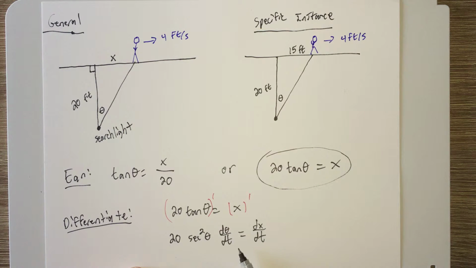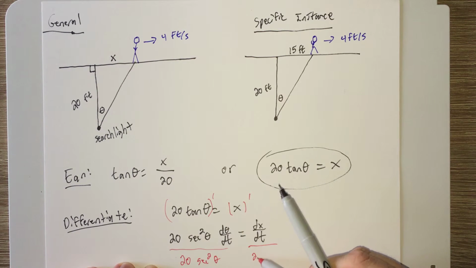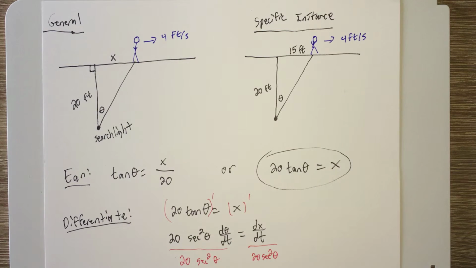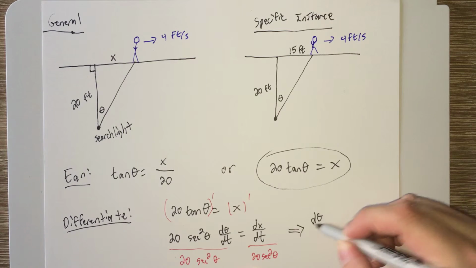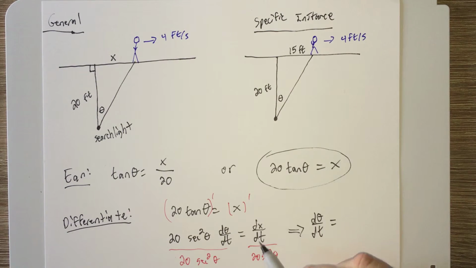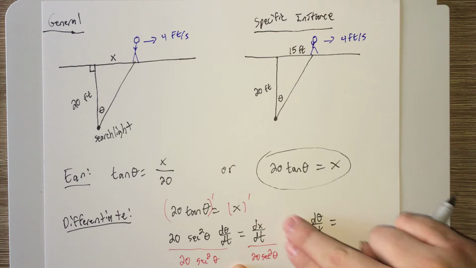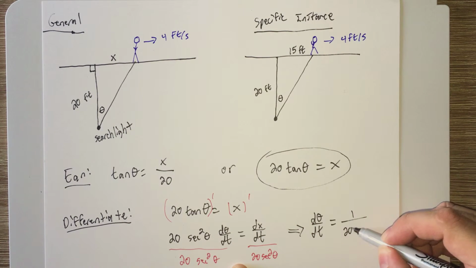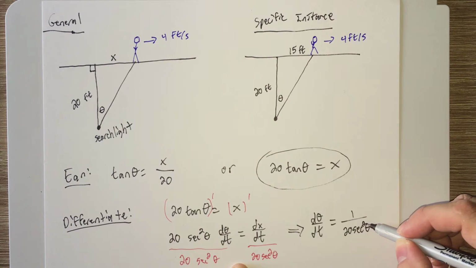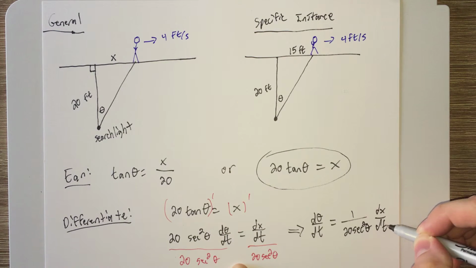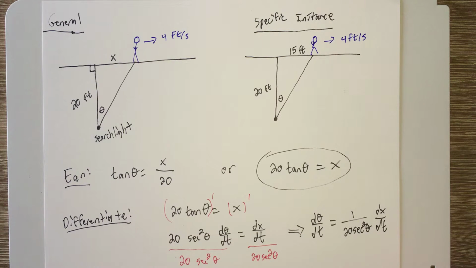So what I'm going to do now is take this equation and solve it for d theta dt. Let me do that here. Let me divide both sides by 20 secant squared theta. And that's going to give us d theta dt here. You could just leave this like this if you want, but what I'm going to do is move this to the side. I'm going to take the dx dt and move it off to the side here, and you get 1 over 20 secant squared theta times dx dt. Okay. And one last thing we can do is we can write down, let's see here.